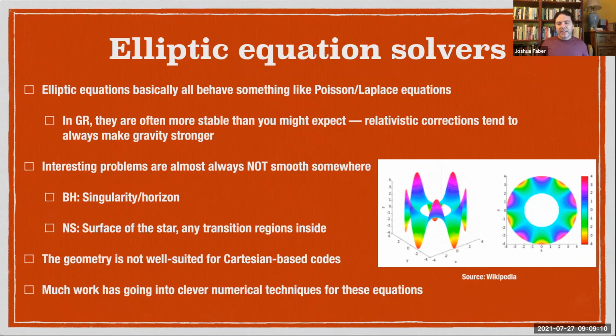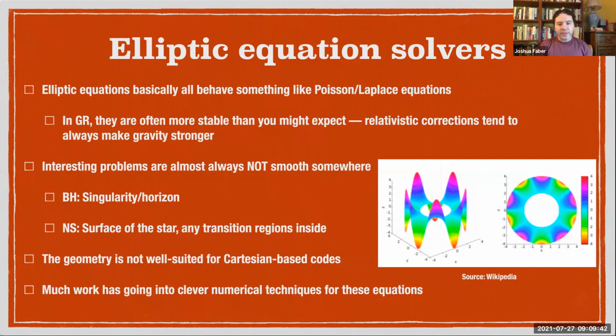One nice thing, and this has been a true help over the years, in general relativity, the elliptic equations you deal with are often much more stable than you might expect. Relativistic corrections have this habit of always making gravitational contributions stronger. Nonlinear gravity is always stronger than linear gravity. As a result, since all the changes tend to go one way, elliptic solvers tend to be more stable than you might otherwise feel entitled to.